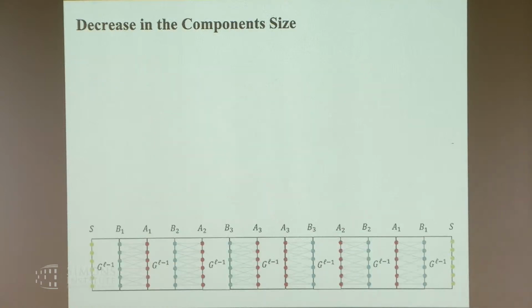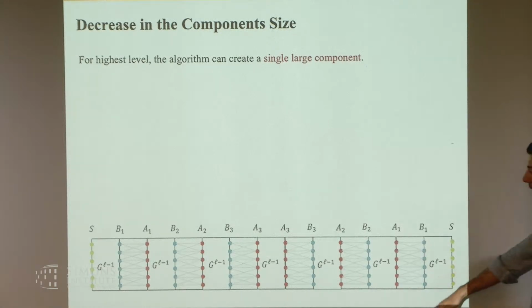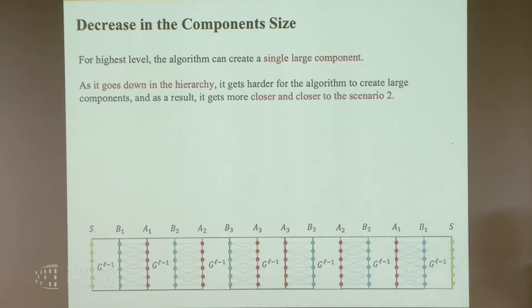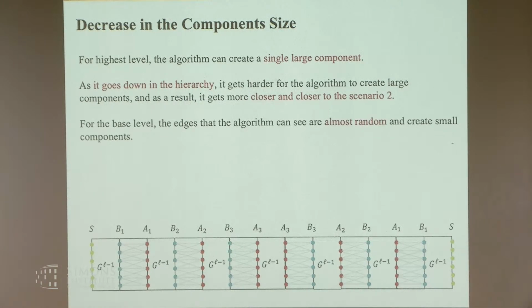So what we prove is that if we start from the highest level, the algorithm can grow a large component, we'll see cycles, and we'll learn that some of the edges belong to the middle gadget. But as it goes down the hierarchy, the case will be closer and closer to scenario 2, and the edges will be random. So the algorithm cannot grow a large component, so it cannot distinguish between the yes case and no case when it reaches the base level of the construction. And then we use the previously known techniques to just couple the two instances.